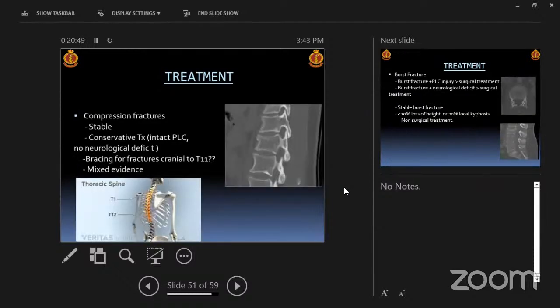Compression fracture, we talked about it: involvement of a single endplate and the posterior wall is intact. Usually you treat them conservatively if they are neurologically intact, with bracing and painkillers. For fractures above T11 you don't need to brace them because they are stable fractures, like the thoracic cage. Although the evidence is that you don't need to brace them, most surgeons brace them from 6 to 12 weeks.